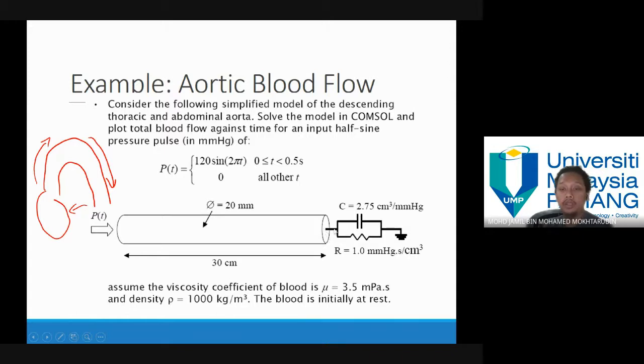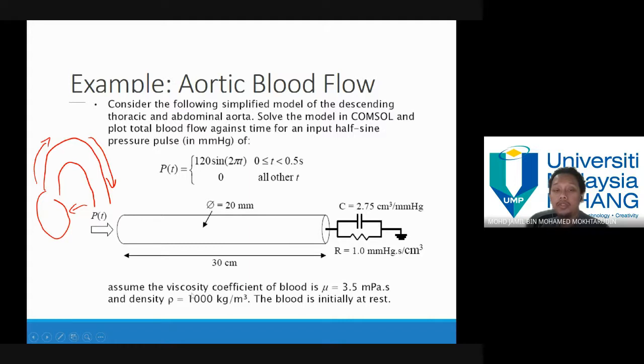At the outlet of the aorta, we apply this electrical circuit model. This circuit I explained back in lecture number 2, I think week 3. We call this the Windkessel model or lumped parameter model. We have the capacitor representing the aortic compliance, while the resistor R represents the resistance in the aorta.